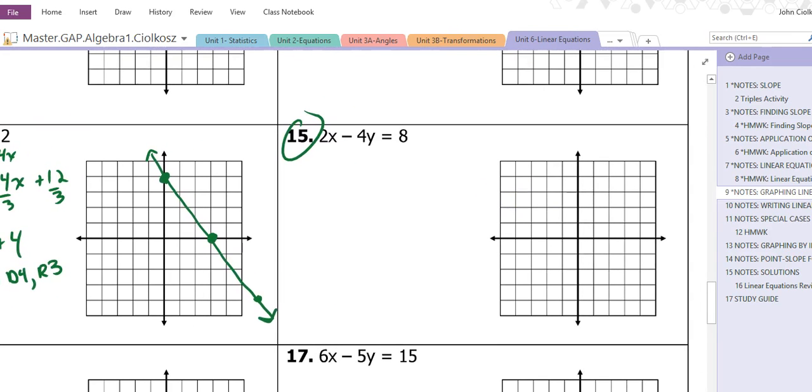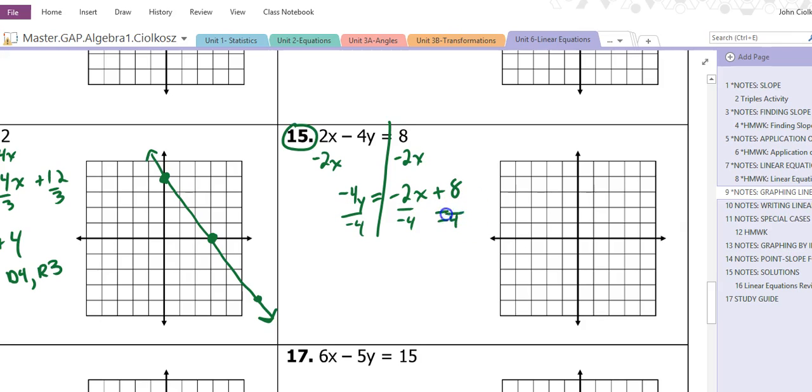Alright, on to here. So for this one, we're going to subtract 2x from both sides again. I got negative 4y is equal to negative 2x plus 8. Dividing by my negative 4. So, my b, negative 2. My m, 1 over 2.